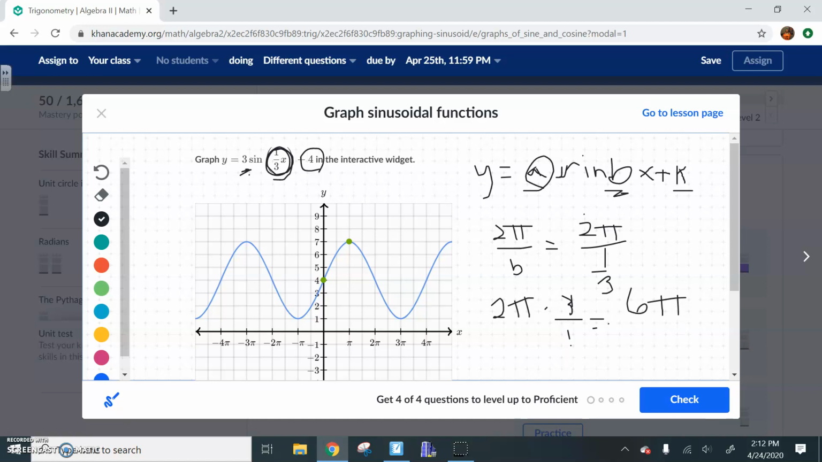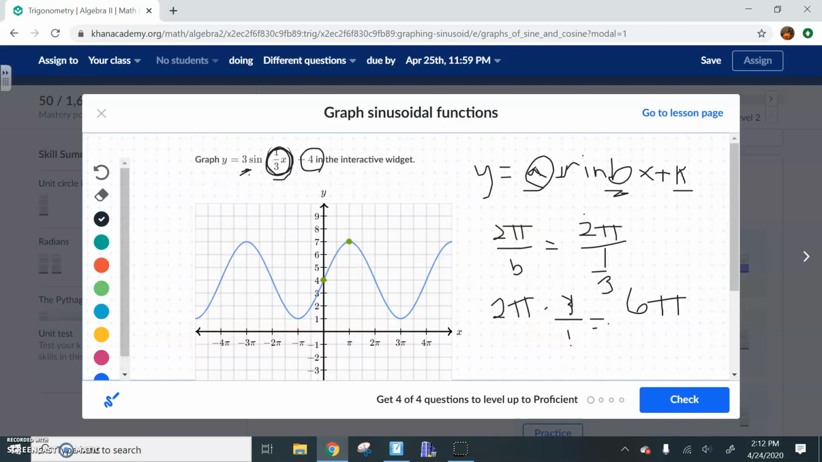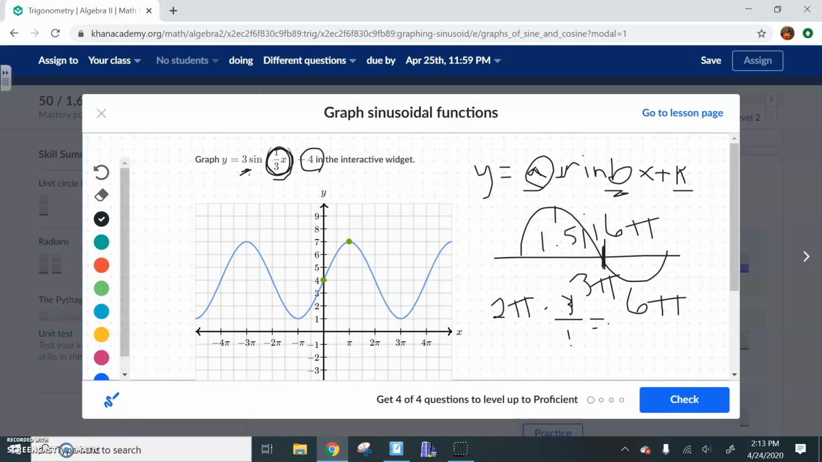So what does that mean? That means it takes the function 6 pi to complete one cycle. So I'm going to erase this here. That means starting up and going down and making one full cycle from start to finish is 6 pi. So the halfway mark would be 3 pi. A quarter of the way would be 1.5 pi.